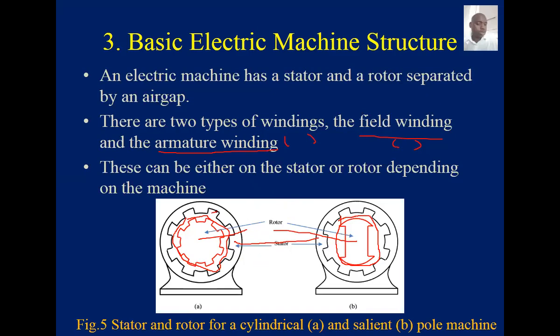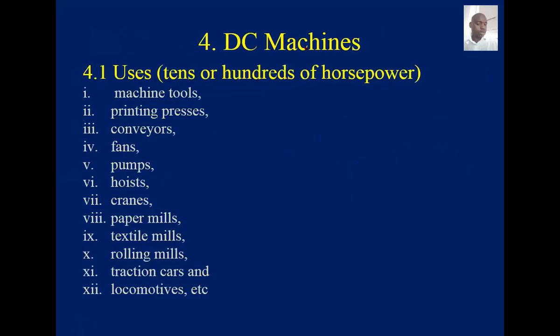So you could find the armature windings wound on the stator and the field windings on the rotor and so on. That is a matter of design principle, right? So take note that the rotor and the stator can either have the armature or the field winding in your electric machine, right? So what are the uses of electric machines?